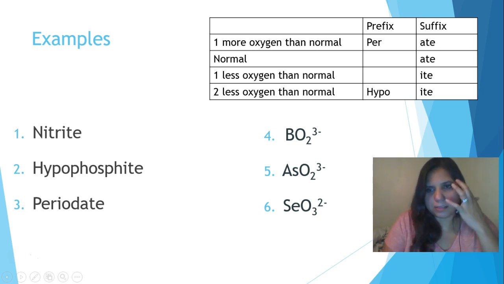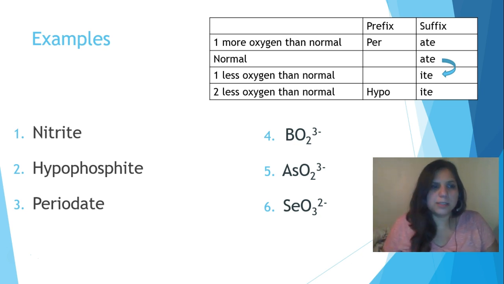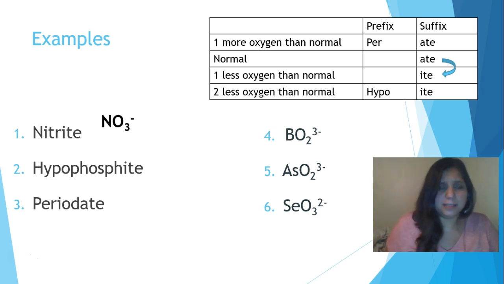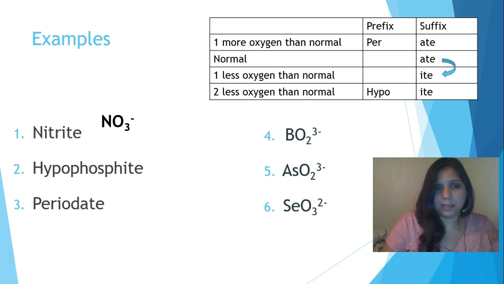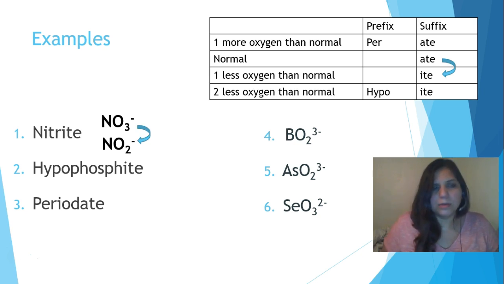So if we are starting with 8 each time, we'll notice that it goes from 8 to ite. It goes from normal to 1 less than normal. So we need to figure out what normal is. Nitrate is NO3 with a 1 minus charge. We're going to take 1 less oxygen than NO3, keeping the charge, and that would be NO2 with a 1 minus charge. That's just 1 less oxygen. So NO2 would be my answer for nitrite.